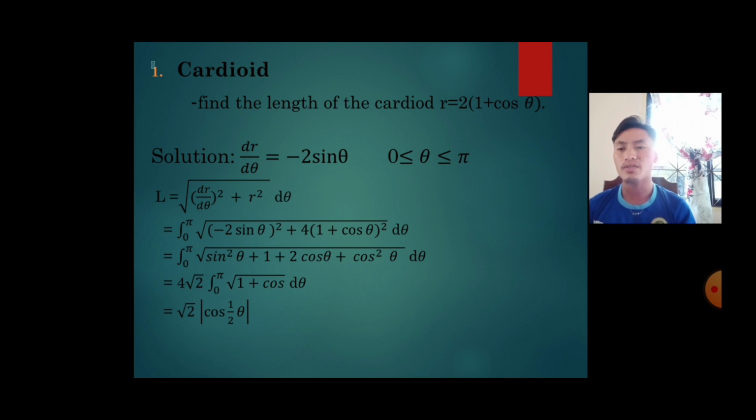So, L is equal to the integral of the square root of the quantity dr over d theta squared plus r squared d theta, which is equal to the integral from 0 to pi of the square root of the quantity negative 2 sin theta squared plus 4 times 1 plus cos theta squared d theta, which is equal to the integral from 0 to pi of the square root of sin squared theta plus 1 plus 2 cos theta plus cosine squared theta d theta, which is equal to 4 square root of 2 times the integral from 0 to pi of the square root of 1 plus cos theta d theta, which is equal to the square root of 2 cosine 1/2 theta.